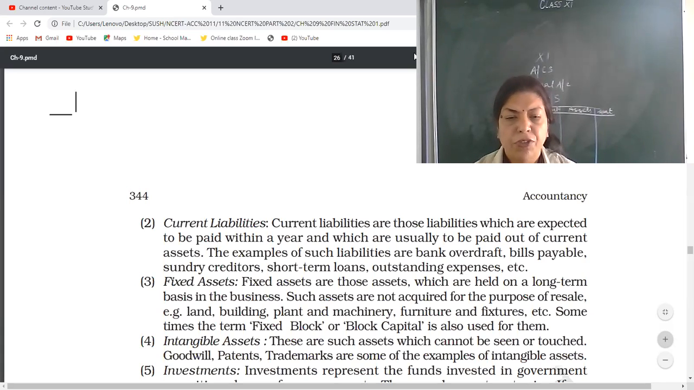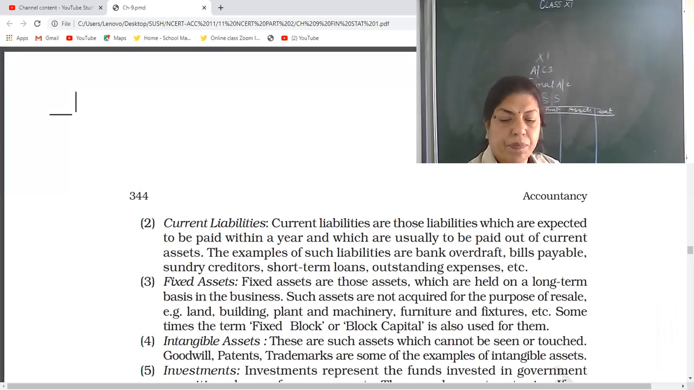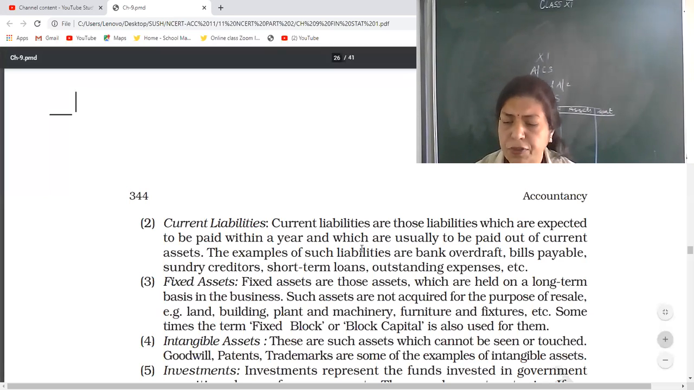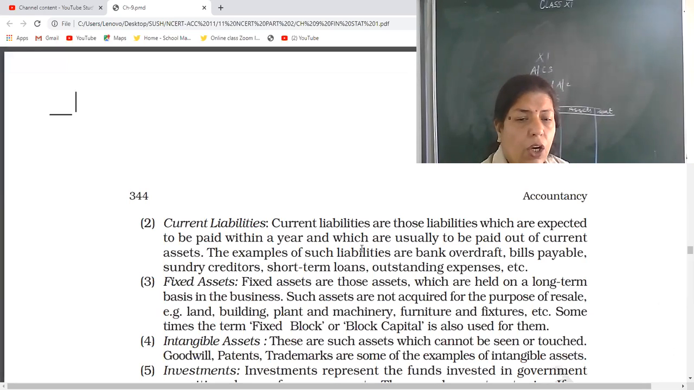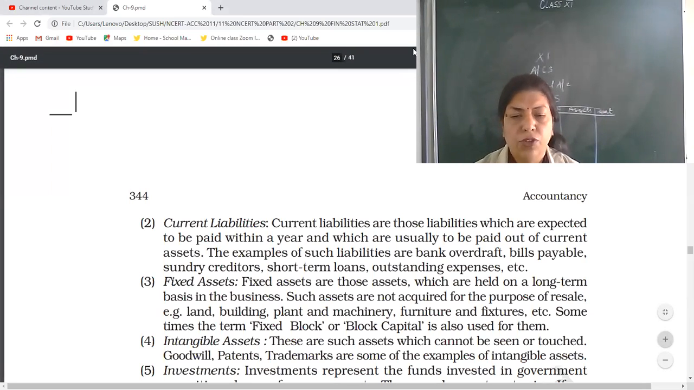Sometimes the term fixed block or block capital is also used for that. See, various terms are there for fixed asset, net worth, fixed asset, all are the terms given there. So fixed assets are those assets which are held on a long-term basis in the business. These are not acquired for the purpose of resale. Do you think a vehicle we purchase today can be sold tomorrow? Today I am going to buy Mercedes, tomorrow I am going to buy Jaguar. Not possible.